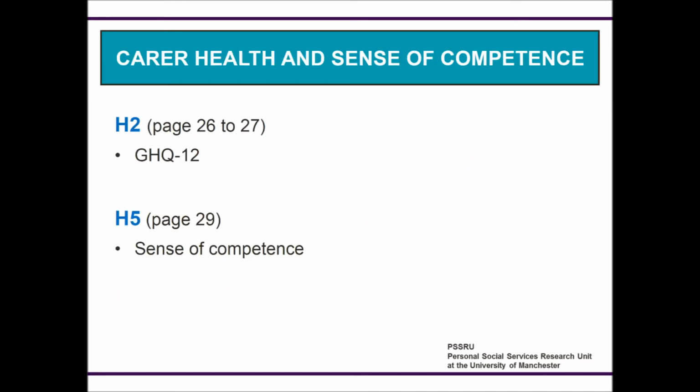H2 measures the presence of psychological distress and minor psychiatric morbidity. H5 measures the carer's own competence to cope with the demands of caring for a person with dementia. If the carer feels that a question does not apply to them for any reason, code the answer as disagree very strongly, i.e. they do not experience burden in relation to this question.